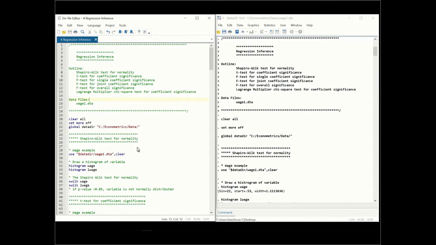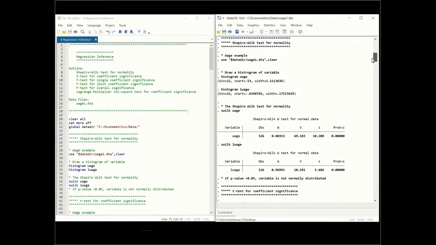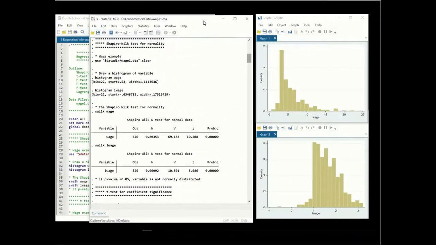So the first analysis that we're doing here is the Shapiro-Wilk test for normality. So we will read in data on wages, and then we would draw the histogram of a variable using histogram of wage, and then we would draw a histogram of log wage. So let me just quickly show you these histograms. I already ran the program, so here are the histograms.